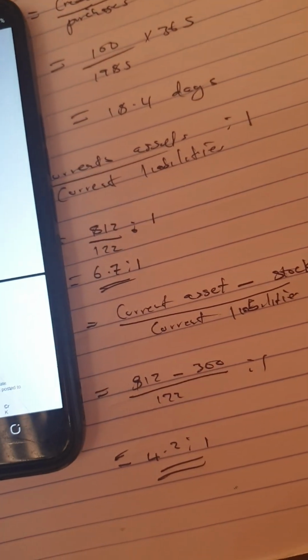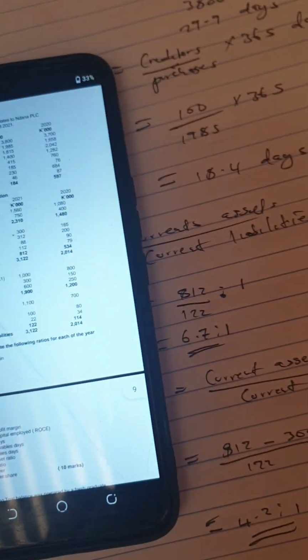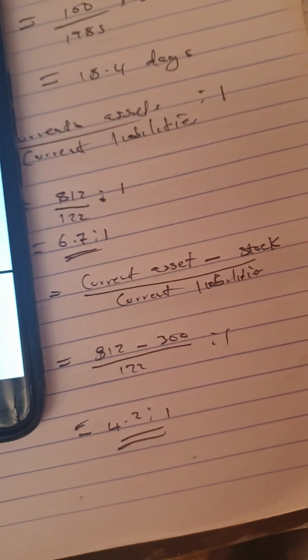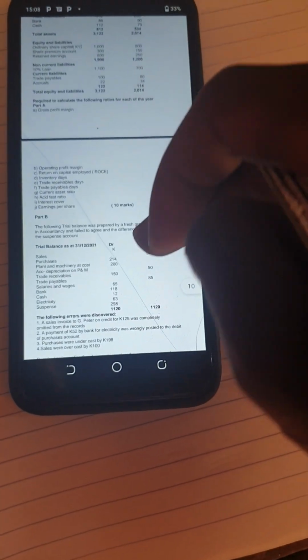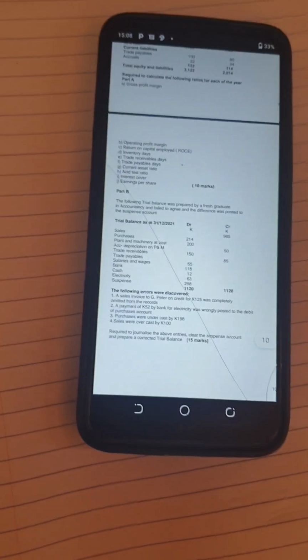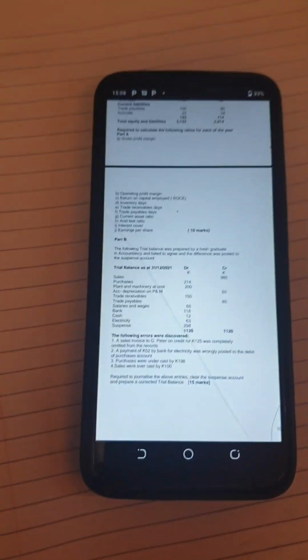This was question 5 part A. So we are going to the next part, which is question 5 part B. We're going to do it from here. For part B, the question says the following trial balance was prepared by a fresh graduate accountant and failed to agree, and the difference was posted to the suspense account. So there's a trial balance which was prepared, and it did not balance because of the errors which have been identified down there.